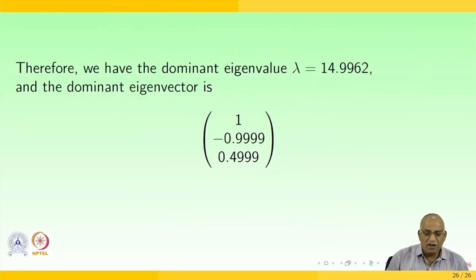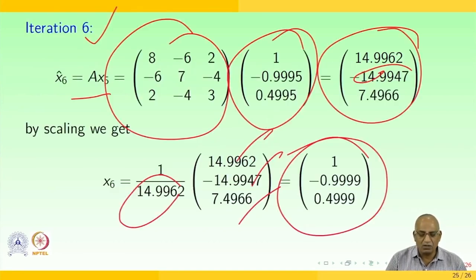Therefore, we have the dominant eigenvalue lambda as 14.9962 and the corresponding eigenvector is 1, -0.9999, 0.4999, as we saw in the previous step. The beauty of the power method is that once you keep on calculating the iterations, you get the corresponding coefficient as the eigenvalue and the corresponding vector as the eigenvector.